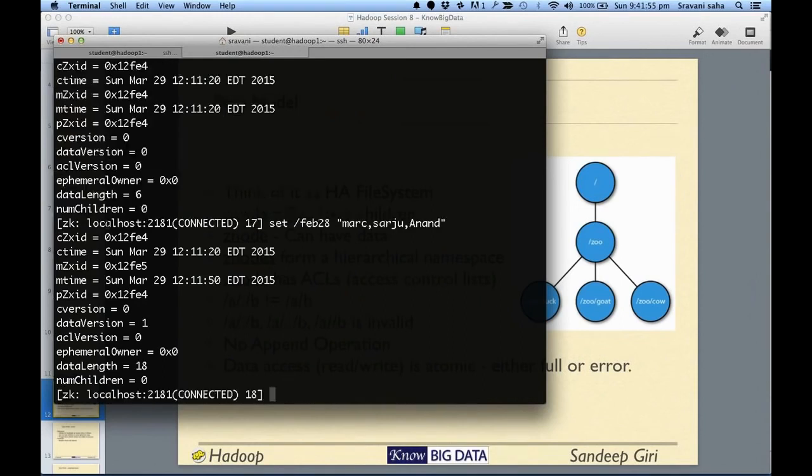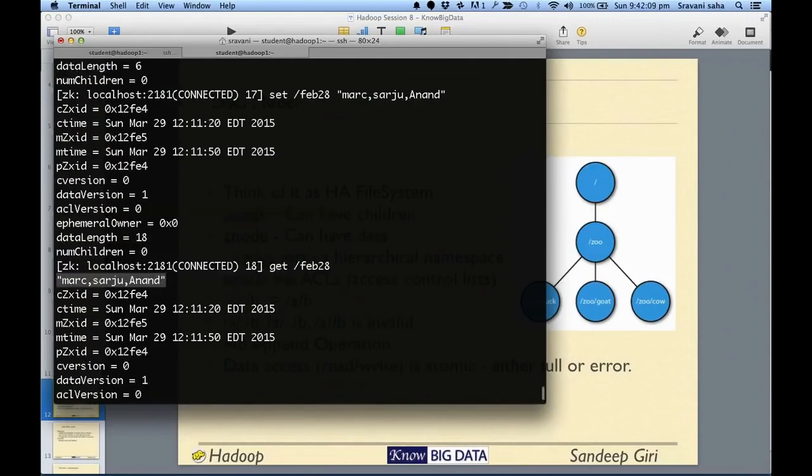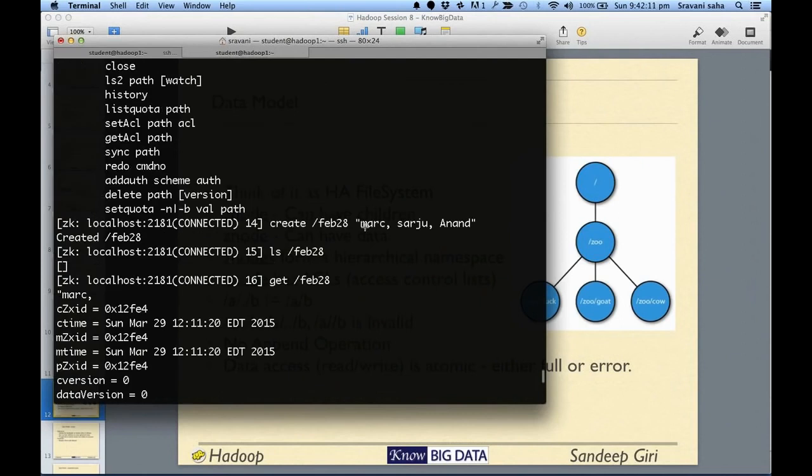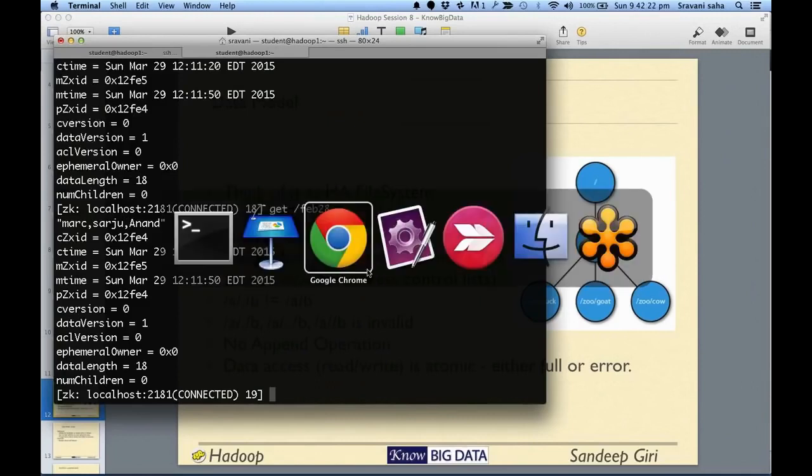We can set the data. So let's say get slash fab28. All right, now it has stored the data here and is able to work well. For some reason I'm yet to understand how come. It looks like this client thinks that space is a separator. All right, so we were able to save the data into each node.